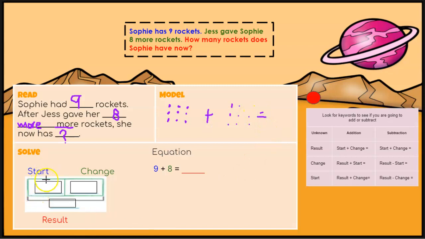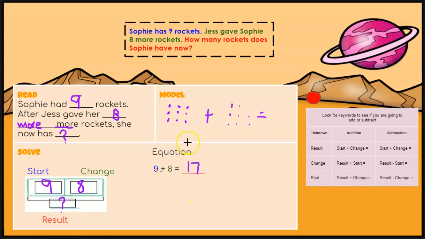So in a strip diagram, we started with 9. Then they gave her 8 more. And our result is what's unknown. So our equation is 9 plus 8 equals a missing number. So let's go ahead and count. 9, 10, 11, 12, 13, 14, 15, 16, 17. So that means that 9 plus 8 is 17.